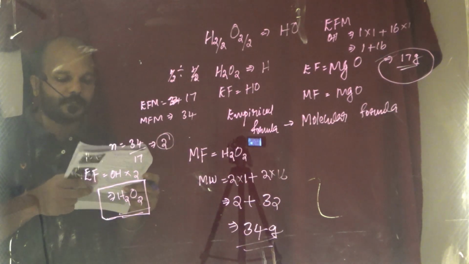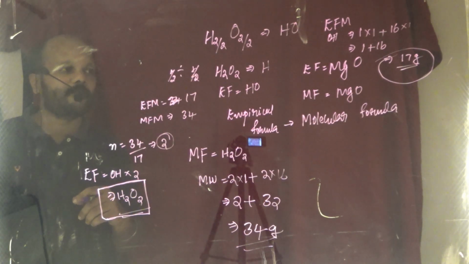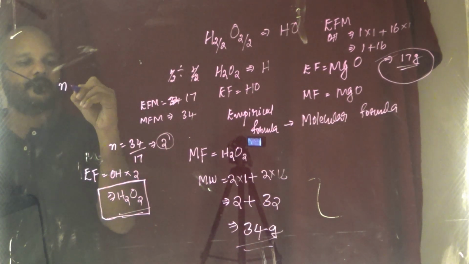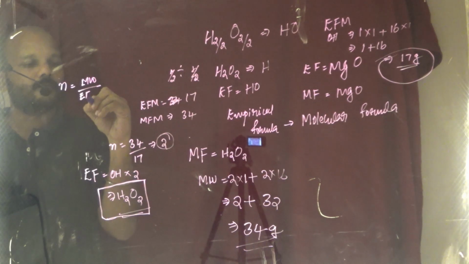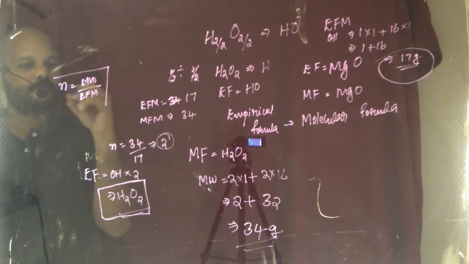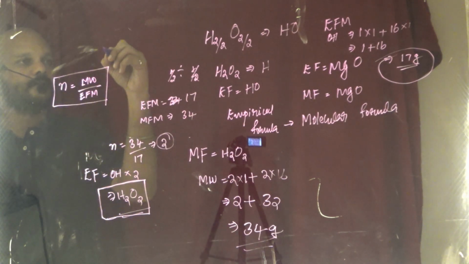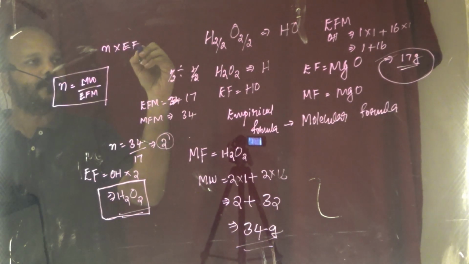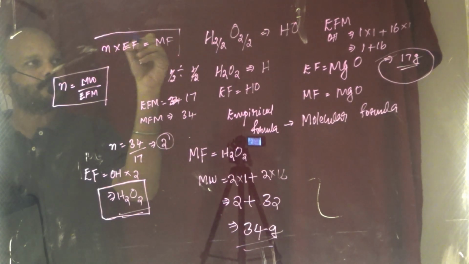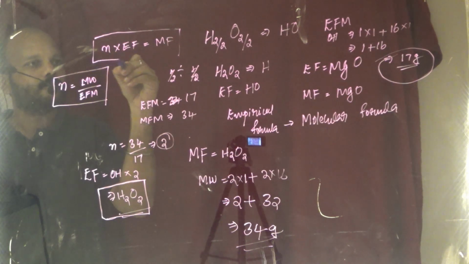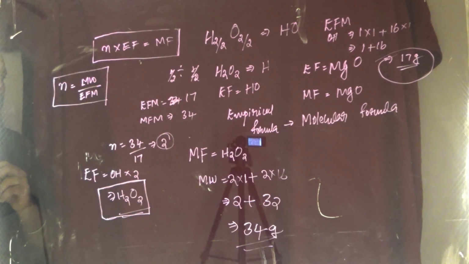So how can we find the molecular formula from the empirical formula? You can find the n value. n is the molecular weight divided by the empirical formula mass. This is a digit. If you multiply the empirical formula by n, you are going to get the molecular formula. So please remember this particular concept. This is how you can find it.